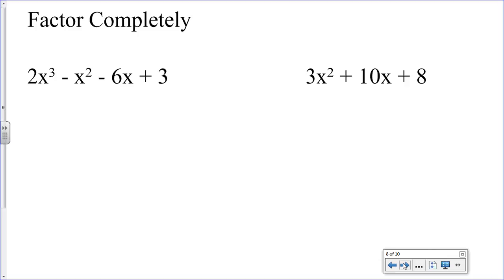How am I supposed to factor when I have 4 terms? Yeah, grouping. So we want to group these. Group the first 2, group the second 2 terms.